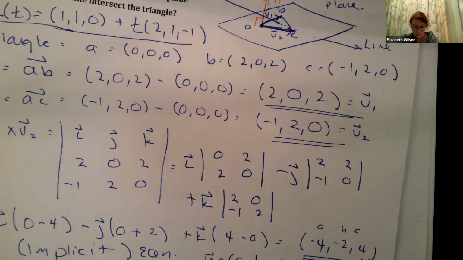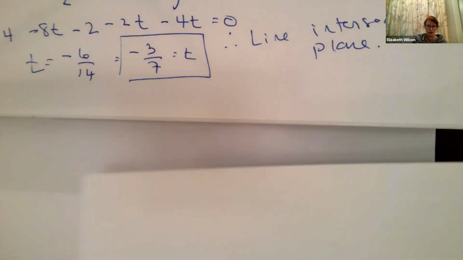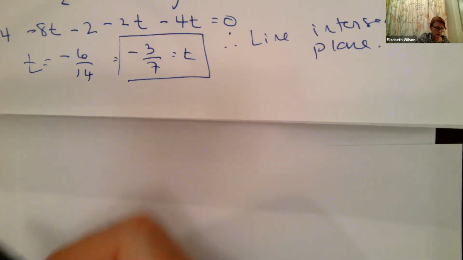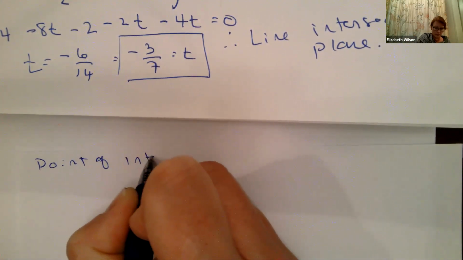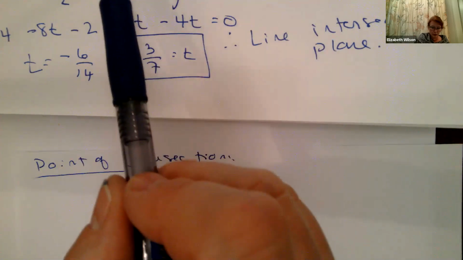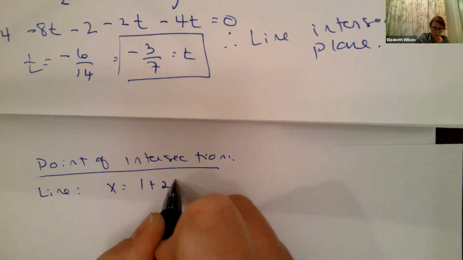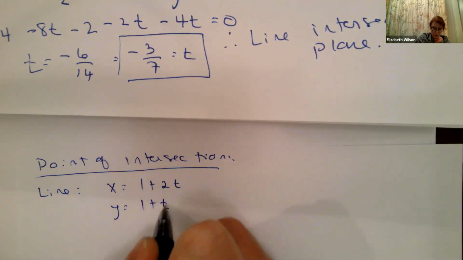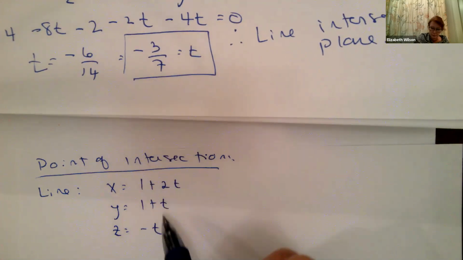I ran out of space. The line intersects the plane. I'm going to continue it right here. Now I need the point of intersection. I'm going to go back to my line equation. So my line equation was x equals 1 plus 2t, y equals 1 plus t, z equals minus t. And I'm going to plug in my t value into here.